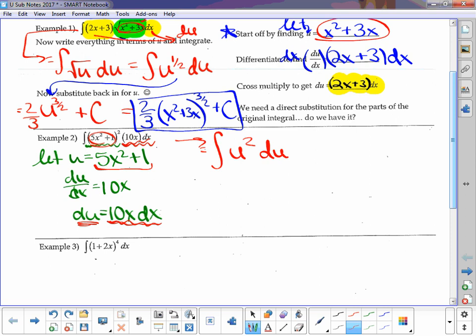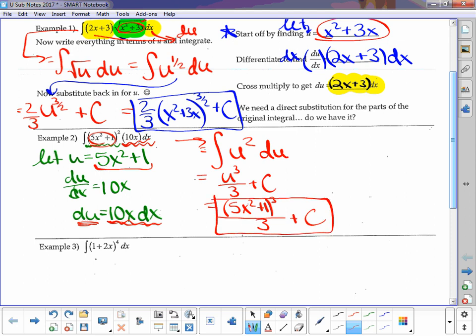Here's what's going on. Are you good with my antiderivative? Okay. So now I'm just going to take my u and put it back in. 5x squared plus 1 quantity cubed over 3 plus c. That's my answer there.